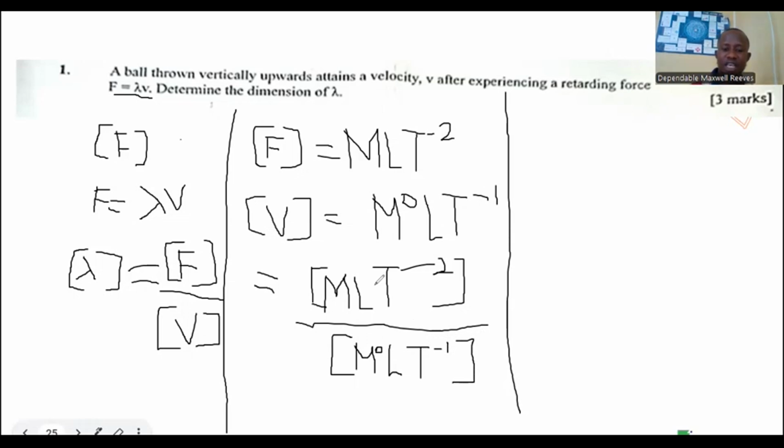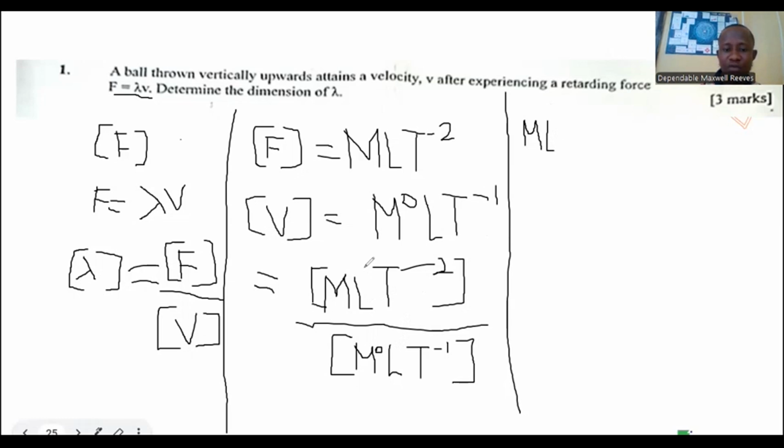Now, dividing this by this, we can see that M and M, the two bases are the same. We take one base and subtract the exponents. We have 1 here, and 0 here, so 1 minus 0 gives 1. L and L, we have an exponent of 1 and an exponent of 1. That will make life easier for us. We have M to the 1, and L.